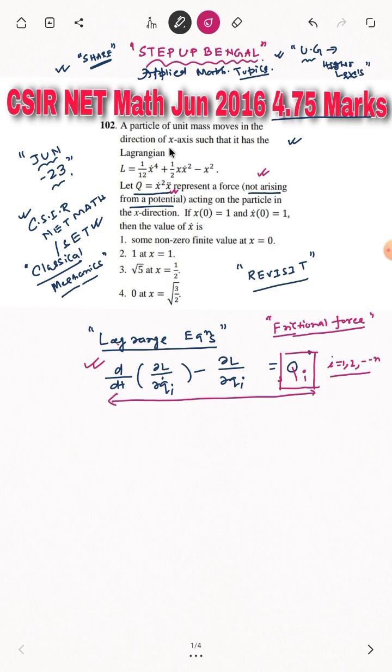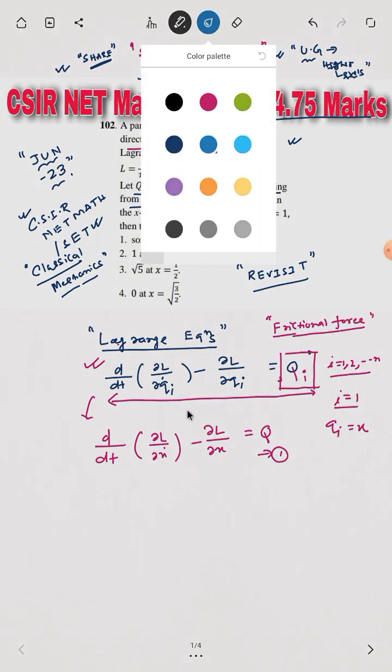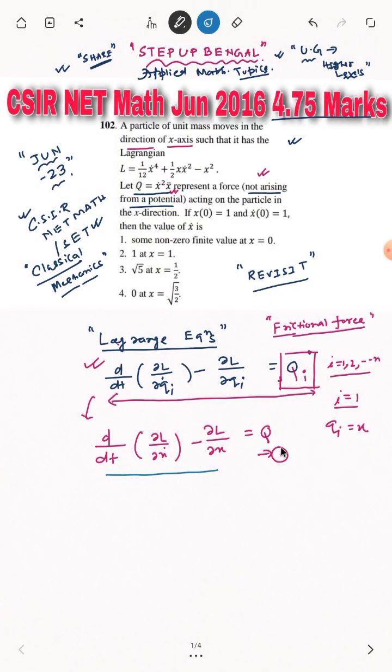Now in this given problem, only the direction of the x-axis is considered. So i here is 1 and q_i is obviously x. So let us write down this equation in our form. According to the demand of the question, this is d/dt of del L by del x dot minus del L by del x equal to Q. This is our equation number 1. So first of all, we would like to calculate all the terms in the left hand side, put the values here and get the result. Now see how that can be done.